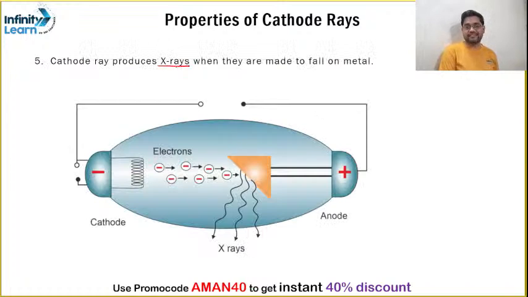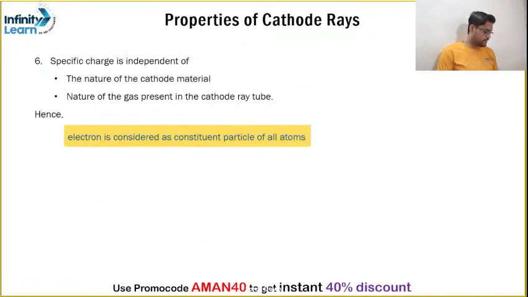Cathode rays produce X-rays when they are made to fall on a metal surface. So please make a note of it. Whenever cathode rays strike a metal surface, what does it produce? X-rays. Okay, clear? Next.